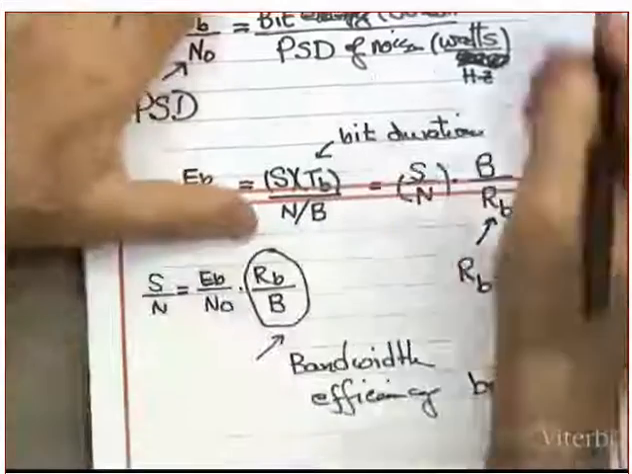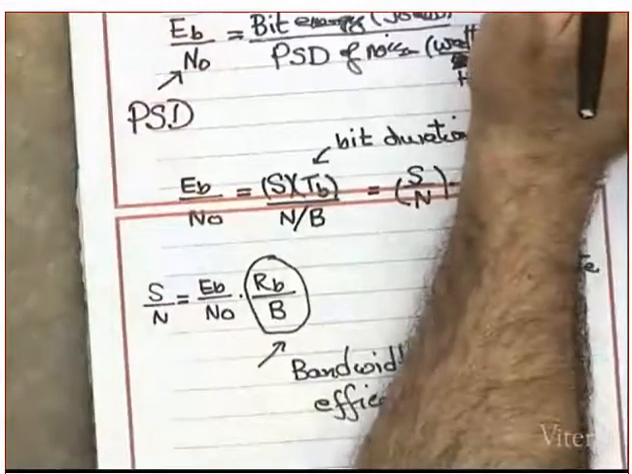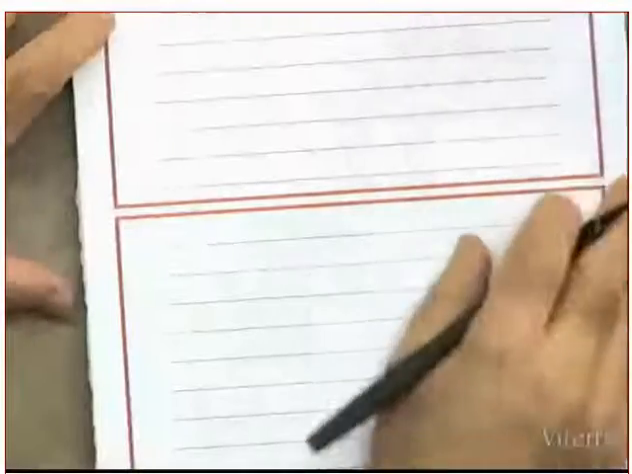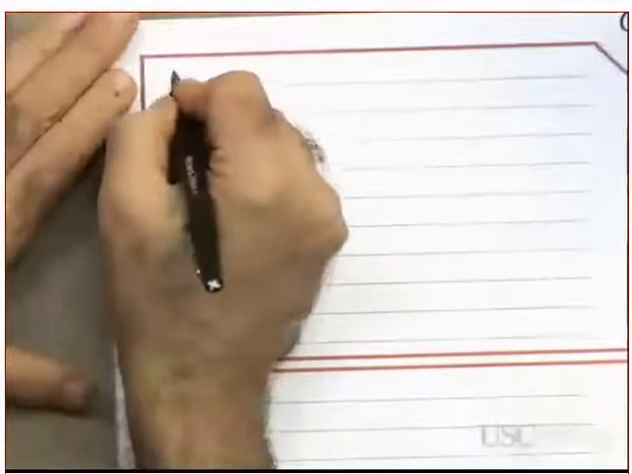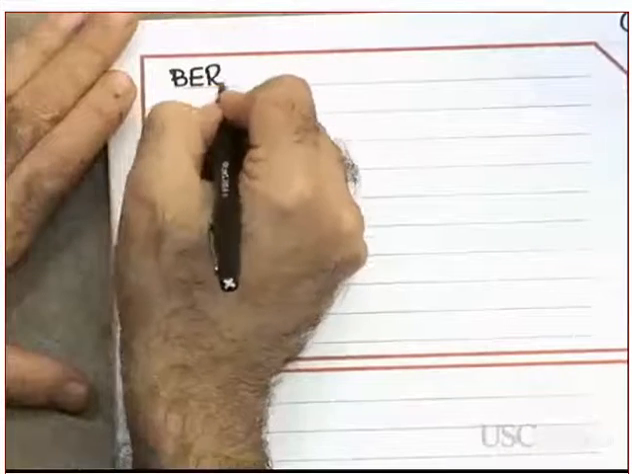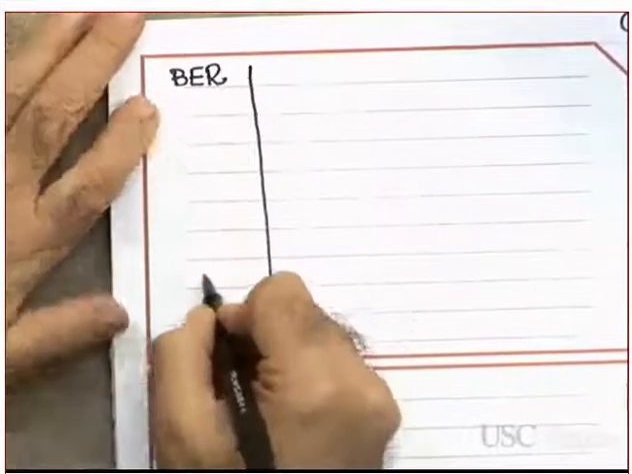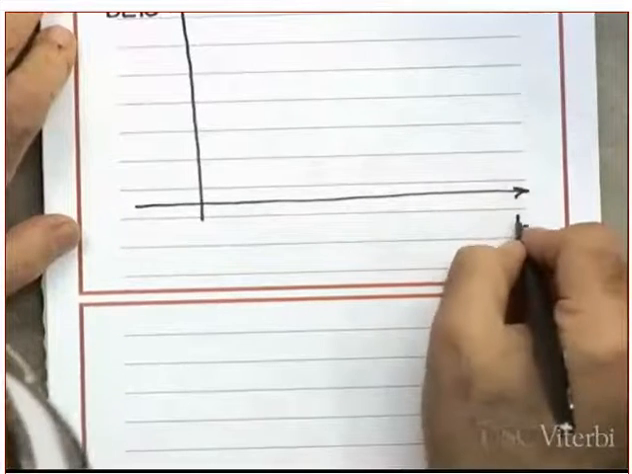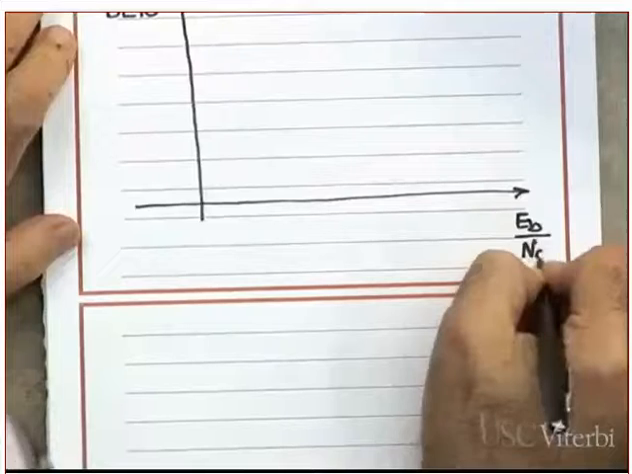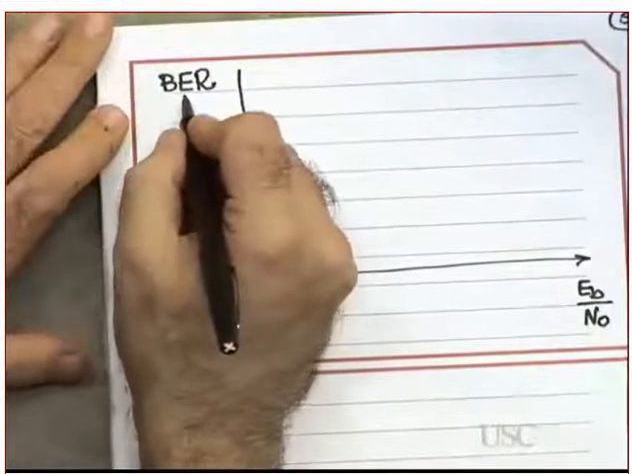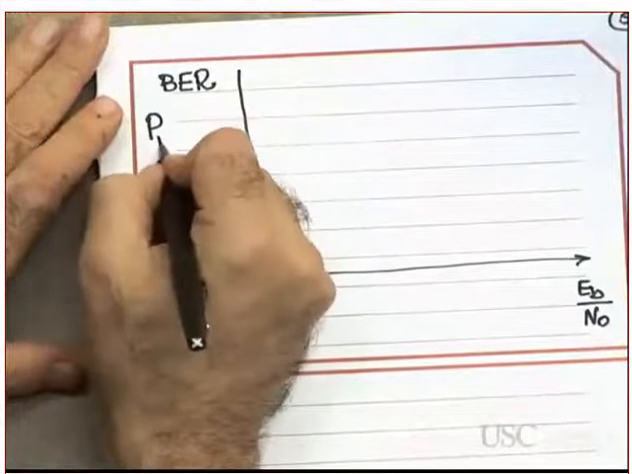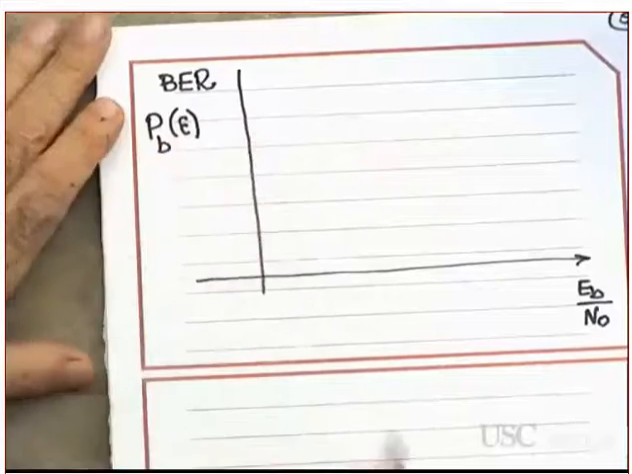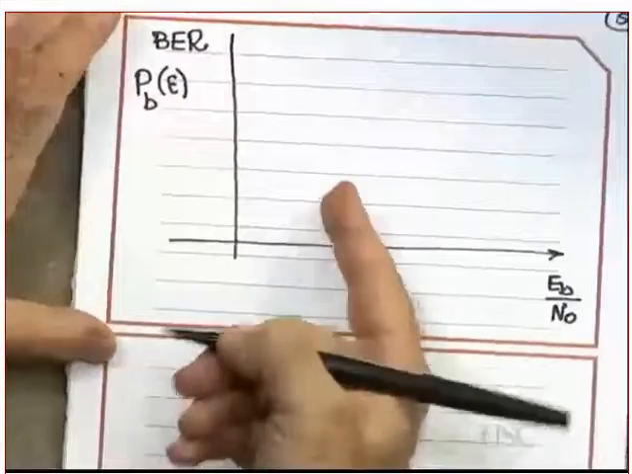Now, when you generate the bit error rate, I'll get to the link budget in just a second. What do you write? You sketch this curve. This is EB over N0. And this one is the bit error rate, the probability of bit error. Clear?